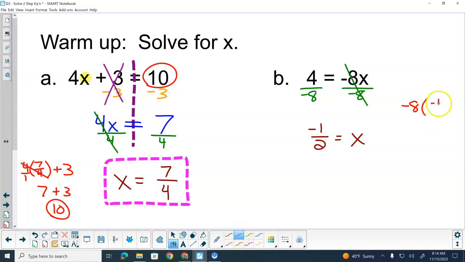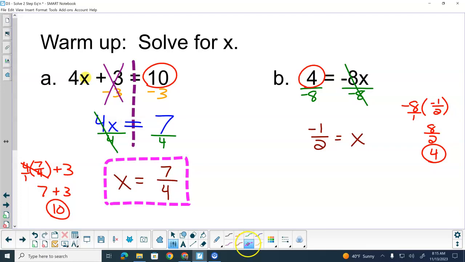Negative 8 times negative 1/2. So this is like negative 8 over 1. If I multiply across the tops, negative 8 times negative 1 is 8. 1 times 2, if I multiply across the bottoms, is 2. 8 divided by 2 is 4. Positive 4, and positive 4 is equal to positive 4.